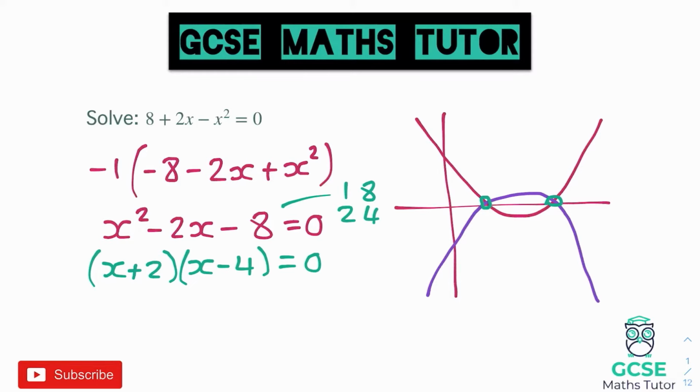Now there we go. We can actually get our solutions from here, but we should bear in mind that this was a negative quadratic, and actually we do need to make sure we account for that when we're factorising it, just to make sure it's mathematically sound.